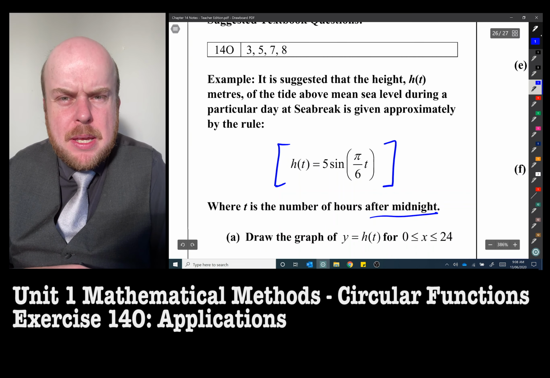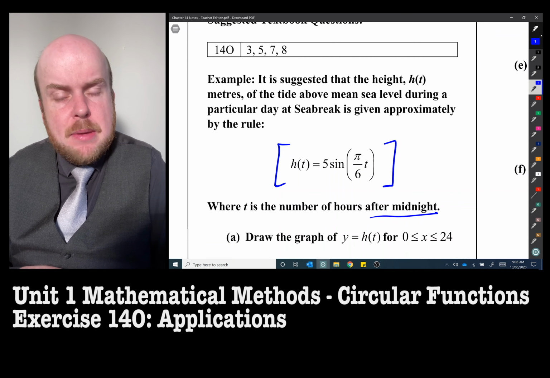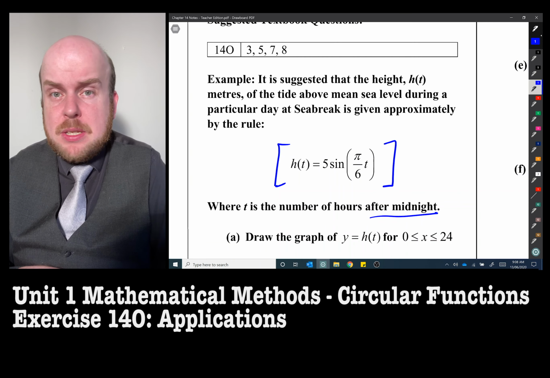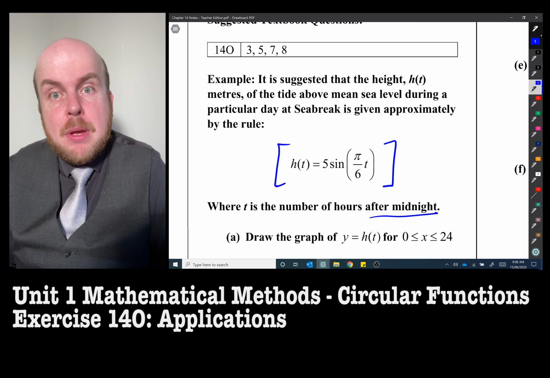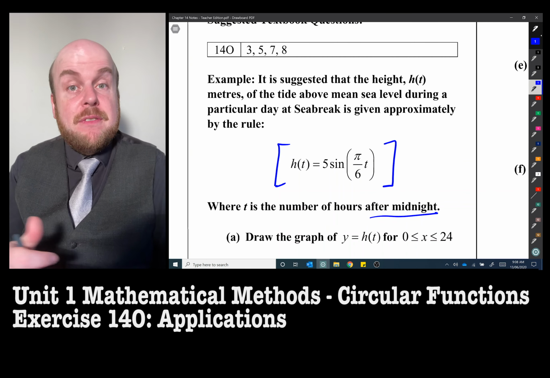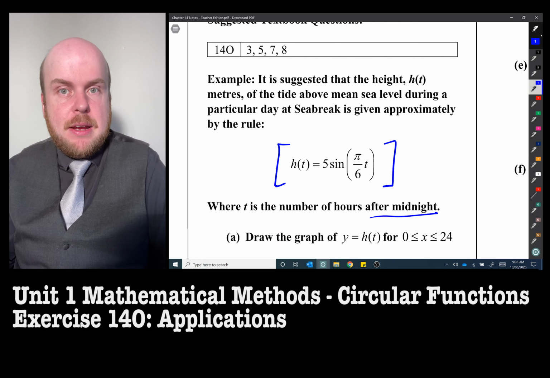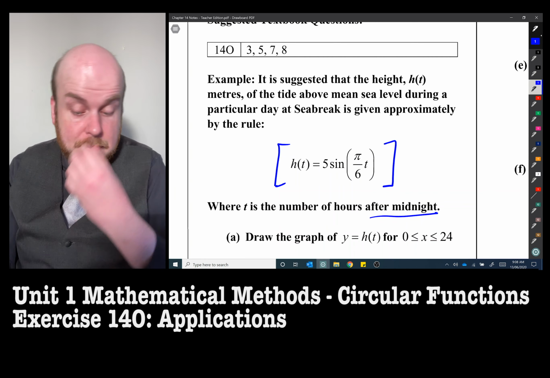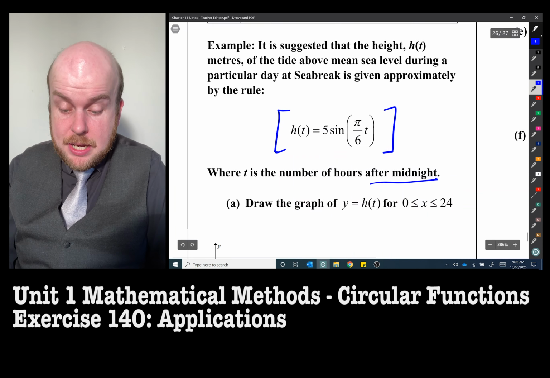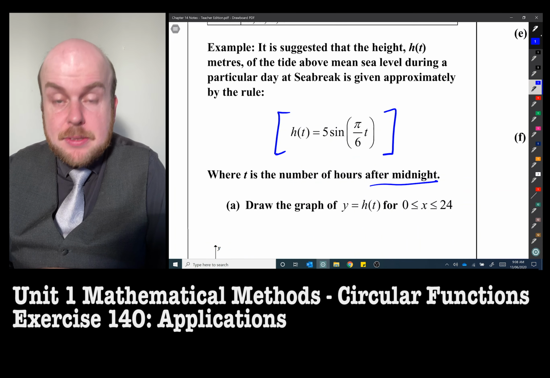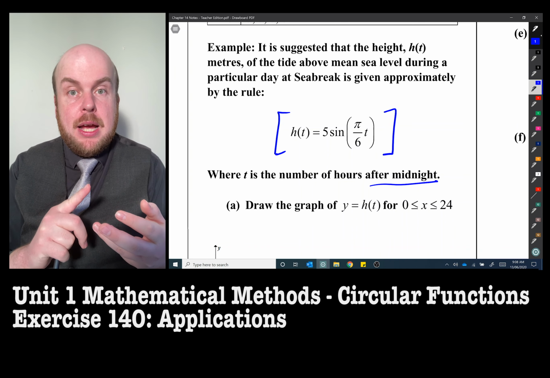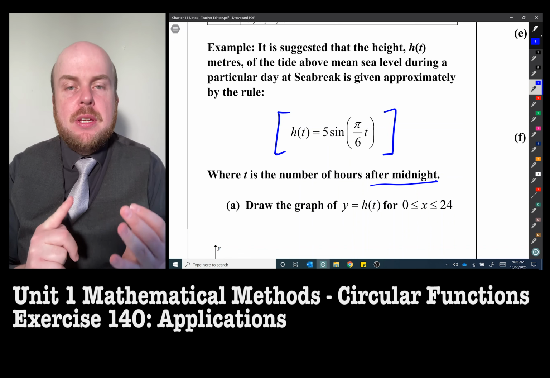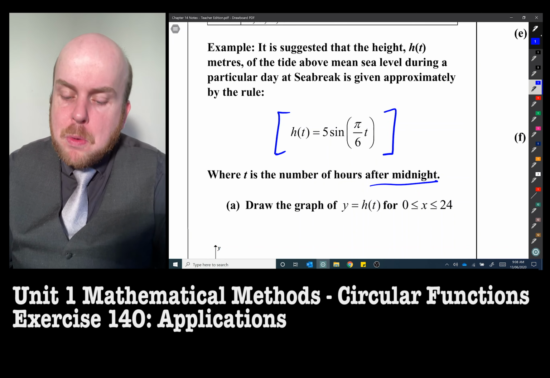This will possibly be important because you might get a question that says, what's the tide at, I don't know, 3 p.m. And you'll have to know that 3 p.m. would be where t is 15, because that's 15 hours after midnight. We have to draw a graph of y equals h(t) for 0 to 24. So this is where we need to set up our period, our amplitude, see if it's reflected or not, and see what we need to do.